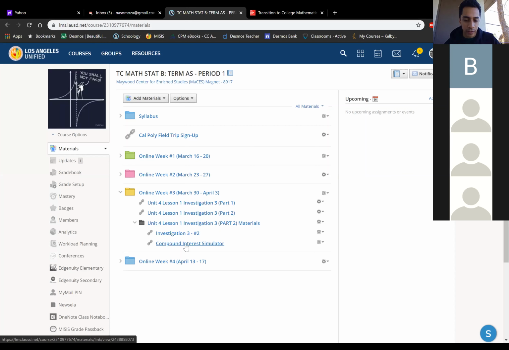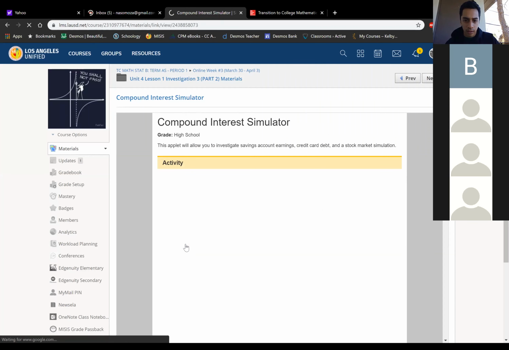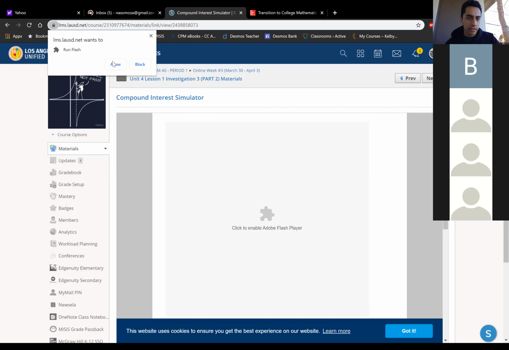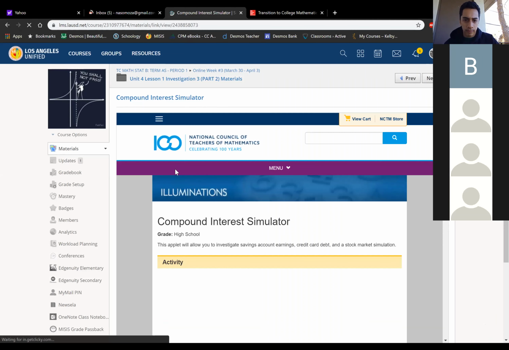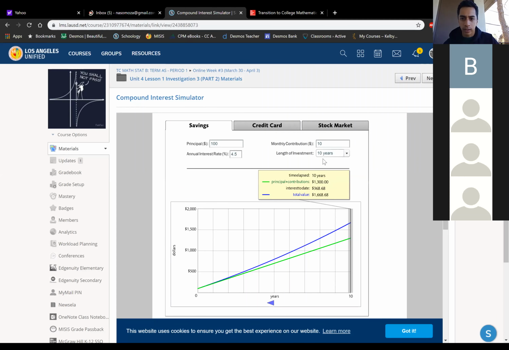I want you to click on the one that says compound interest simulator. If you click on it, it should take you to this interactive graph. And then you might have to click and enable your Adobe Flash. So for some of you, you just have to hit allow if you're on a Chrome browser. Okay, so you should see something like this. Go ahead and try to get there, and then we'll go back to the question, and just let me know in the chat if you were able to open it up.